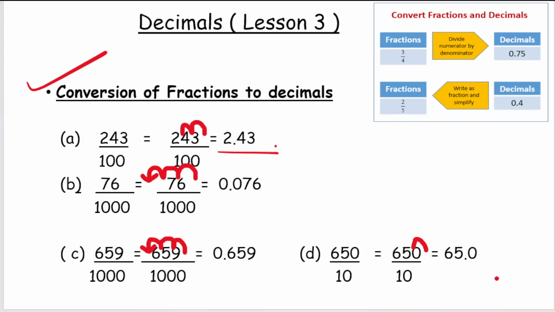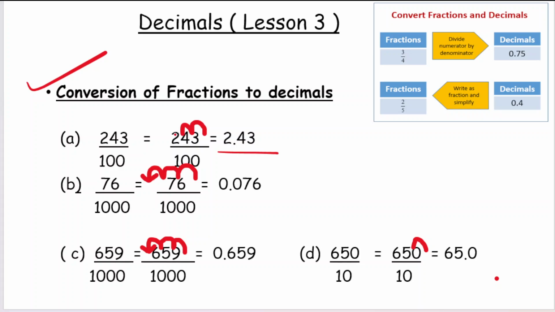In the denominator, as I already told, it is 100. Two zeros are there. If you look at the numerator value, it is 243. So my decimal is shifting from right to left, one place and two places. That means the dot will be placed after 2. So the number is 2.43.